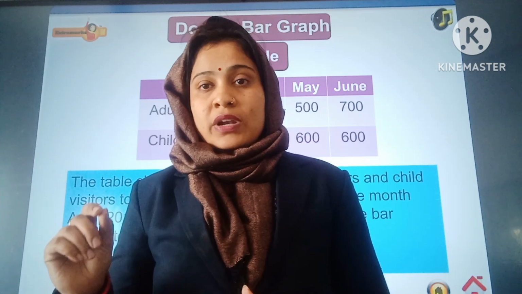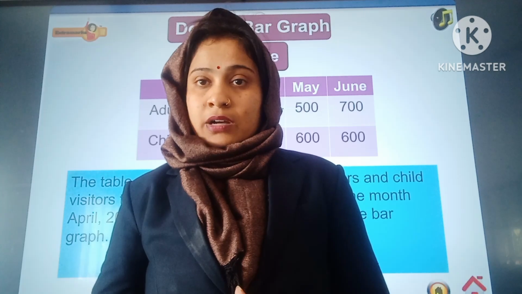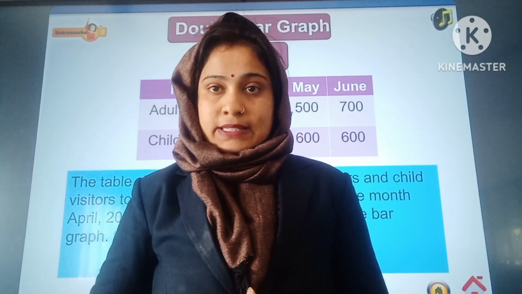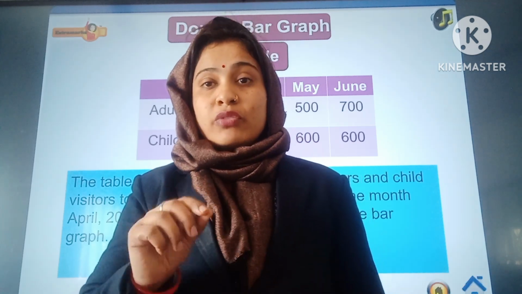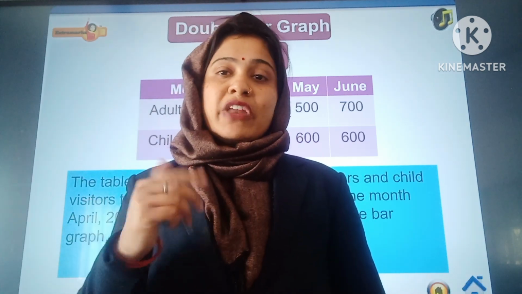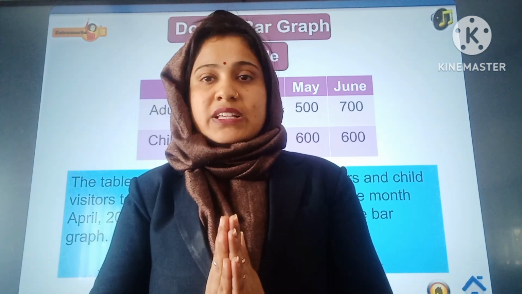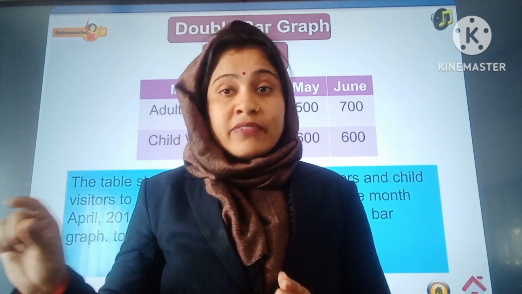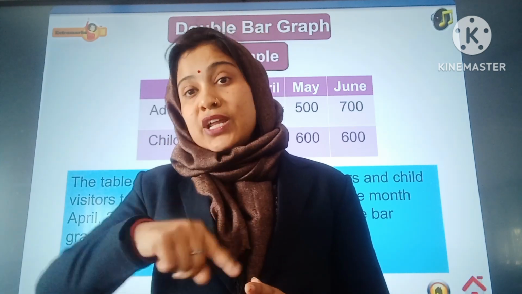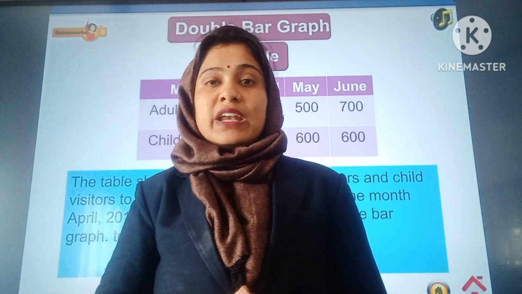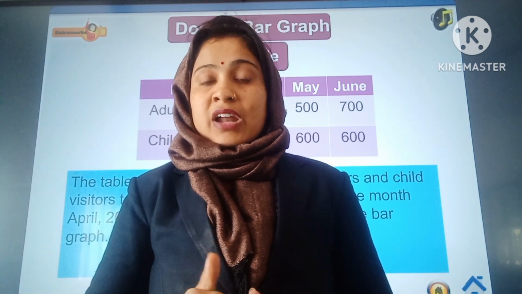We can consider the frequency along either the x-axis or the y-axis, and the graph is plotted with respect to that frequency. If the frequency is along the x-axis, the blocks we get are horizontal. If the frequency is along the y-axis, the blocks we get are vertical. Now this was all about a single bar graph.